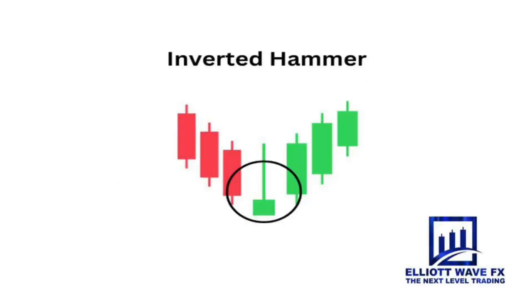Trading strategies using the hammer candlestick. The hammer candlestick can be used in multiple effective ways, especially during a downtrend. Breakout entry strategy. Enter a long position after the hammer forms. Confirm entry when price breaks above the hammer's upper wick. Stronger signal if supported by higher trading volume.